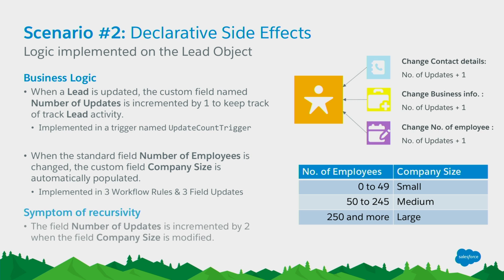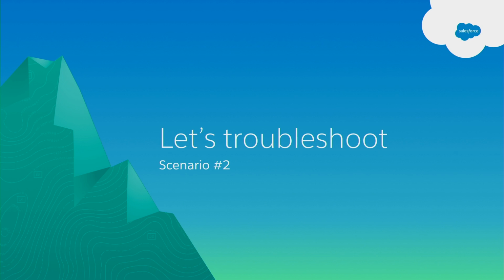In this scenario, there's no error message going on. However, we've noticed, or actually a user noticed, that the number of updates is not being incremented properly. In certain situations, it's incremented by 1, and in other scenarios, it's incremented by 2. And more specifically, when the company size field is being modified by workflow field updates. So again, let's go into our Salesforce instance and see what's going on.